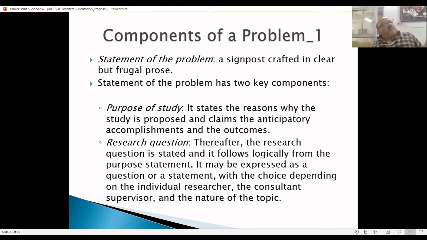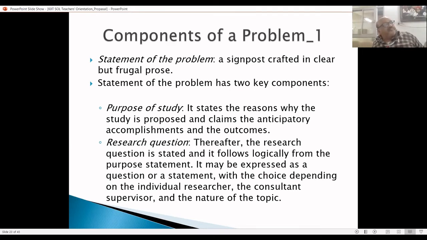This statement of the problem has two key components. One component is the purpose of a study: why the study is proposed, and what outcome or output is expected. And the second thing is the research question. You can have the research question first, followed by the purpose of the study. Don't have the purpose of a study before the research question. The research question comes first, the purpose of study comes later.